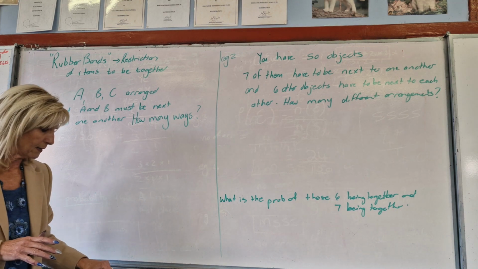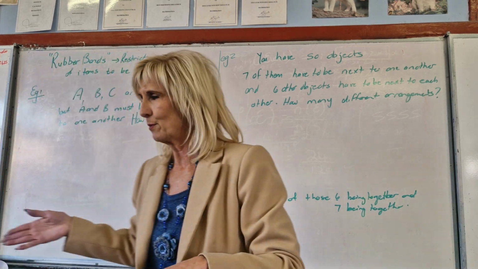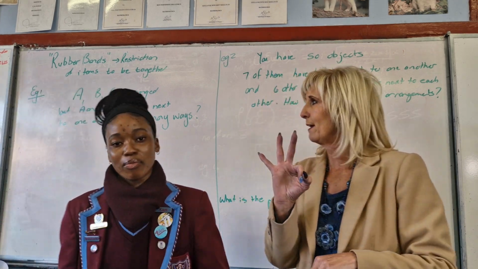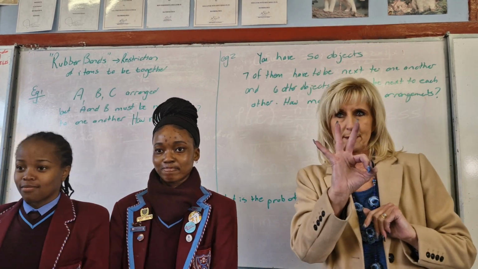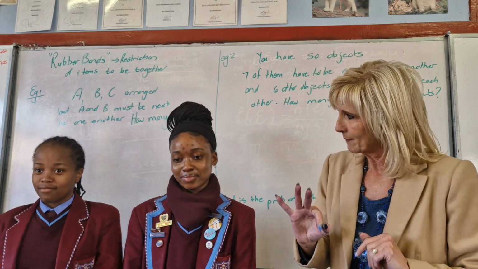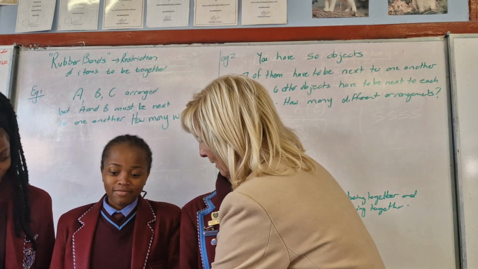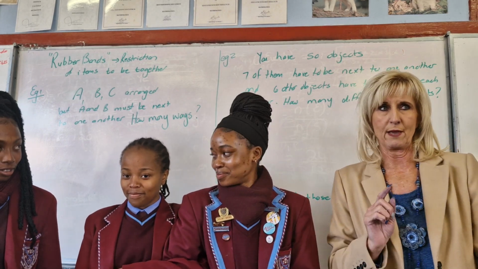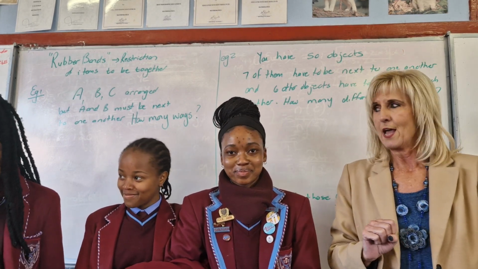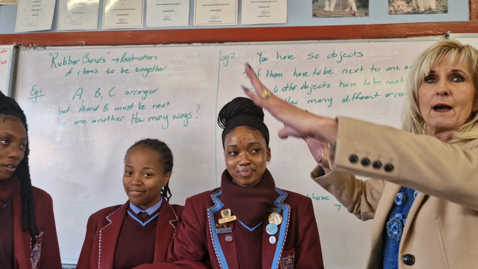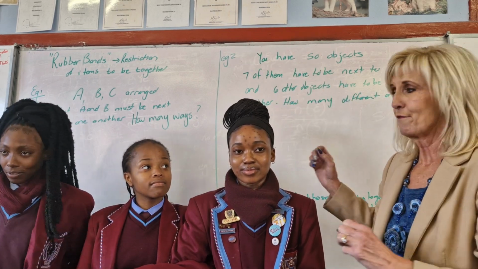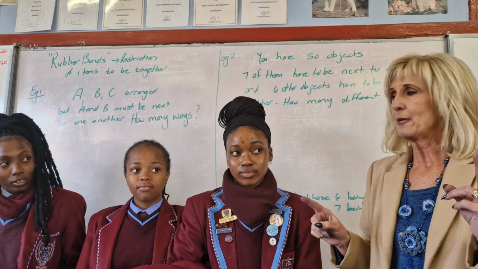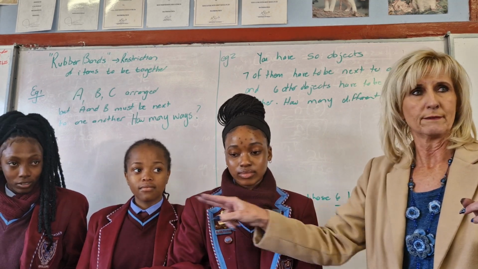So please, my technical assistants, come stand here with me. So I'm saying that there are 3 things there. So we have 3 items. But I'm saying these 2 are inseparable. They demand to be together. They have to be together. So, how many things are there if they are glued together? 2. There's only 2. So that means that I've got 2 factorial.